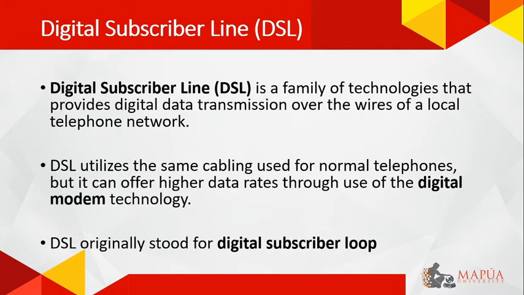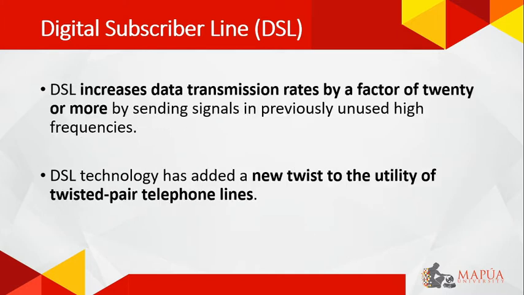The digital subscriber line is a family of technologies that provides digital data transmission over the wires of a local telephone network. DSL utilizes the same cabling used for normal telephones, but it can offer higher data rates through the use of digital modem technology. DSL originally stood for Digital Subscriber Loop, and it increases data transmission rates by a factor of 20 or more by sending signals in previously unused high frequencies. DSL technology has added a new twist to the utility of twisted pair telephone lines.